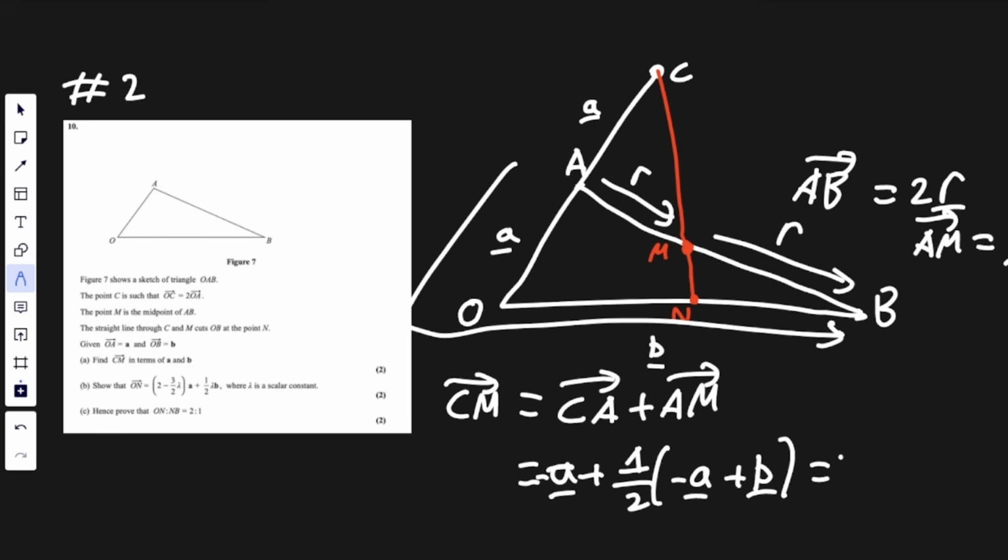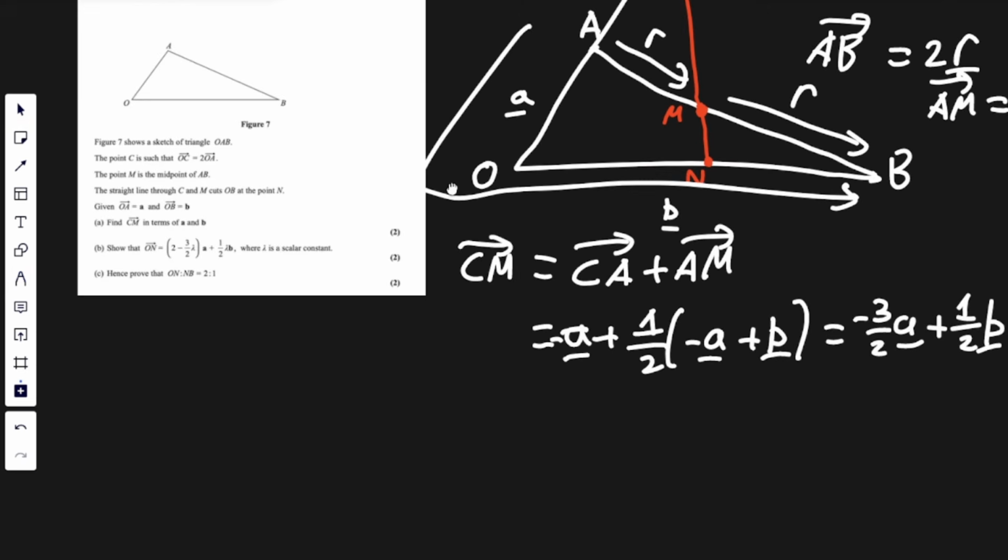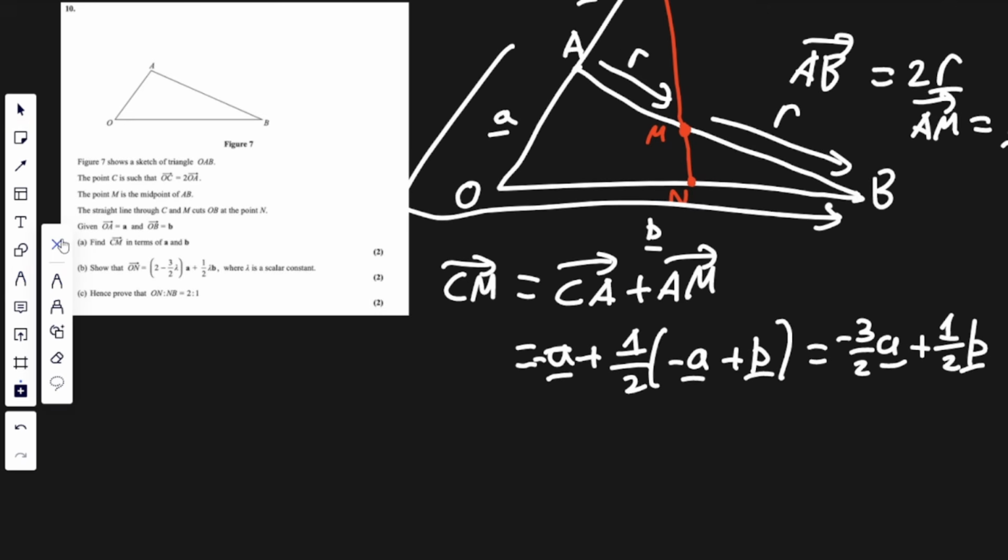And overall, we're going to get minus 3 over 2a plus a half b. And that's our C to M. Okay, nice. Now, a bit of exam technique.